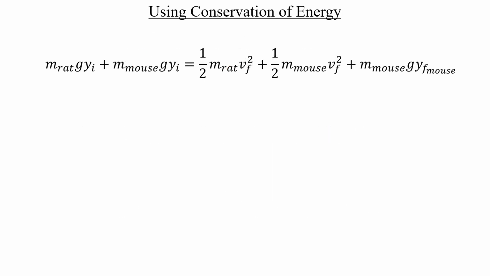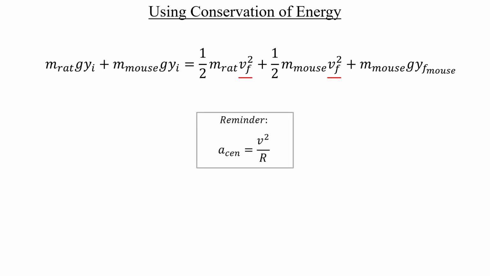Before we start with the algebra, I'd like to take a quick moment to focus on something found on the right-hand side. I've used the same variable for the final speed of the rat and the mouse, as you can see here. Let me explain why that's the case.